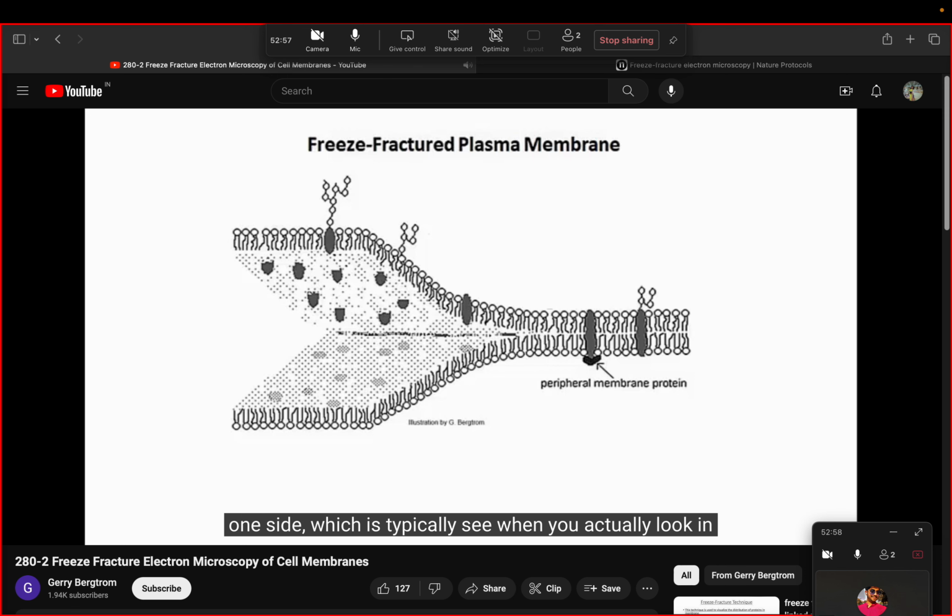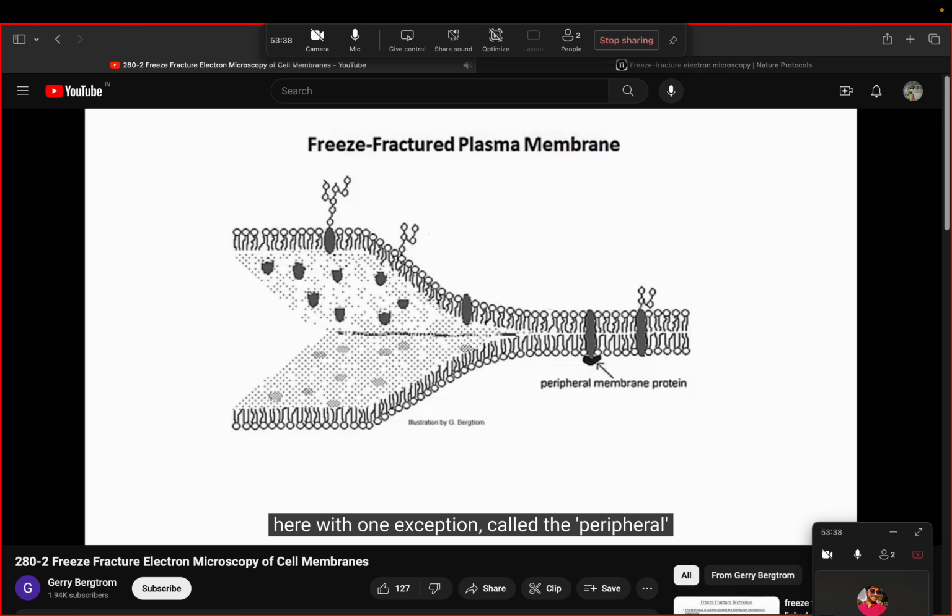I've drawn it so that they're all on one side, which is typically what you see when you actually look in the electron microscope. And what you can see is if there's a protein stuck to one side of the phospholipid bilayer, because it was frozen, nothing had a chance to shift, and you can actually see a groove or a hole where that same protein was embedded in the other side of the phospholipid bilayer. This kind of electron microscopy tells us that there are indeed proteins embedded in the phospholipid bilayer, that they are not, for example, sitting on either side of the membrane interacting just with the phosphate heads of the phospholipids, but they're actually embedded and they stick all the way through a membrane.